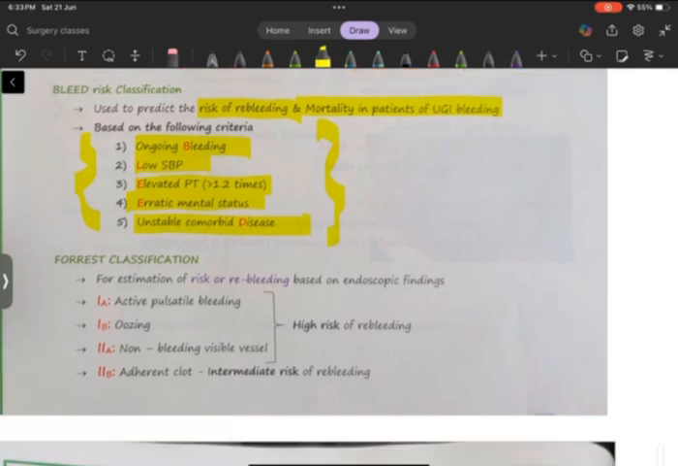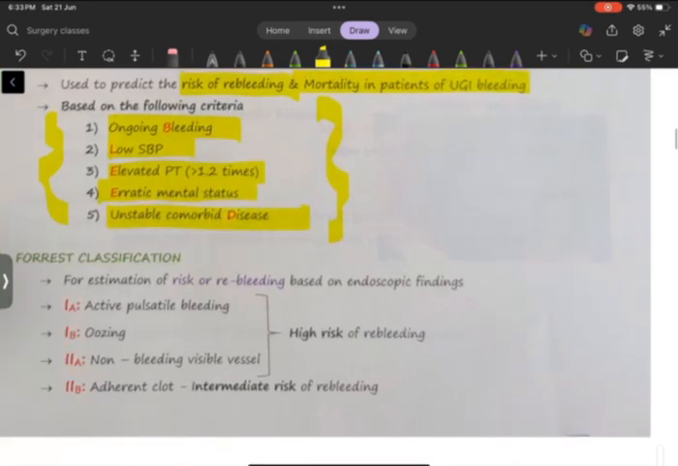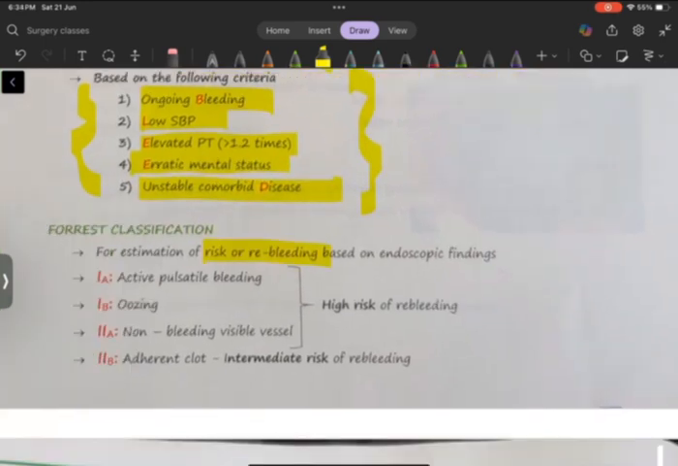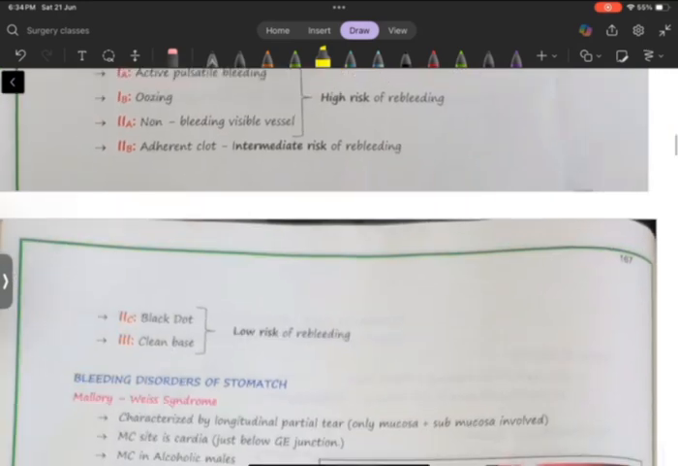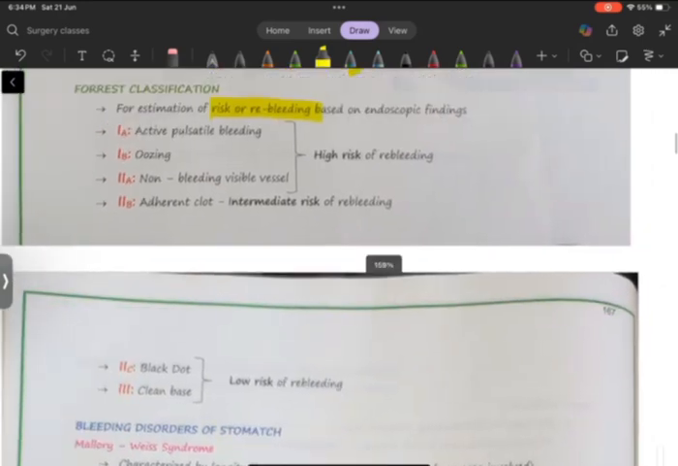Similarly, there is one more classification called Forrest classification, which is again used for rebleeding estimation. Under that we have 1A, 1B, 2A, 2B, 2C, and 3. These are the classification systems.